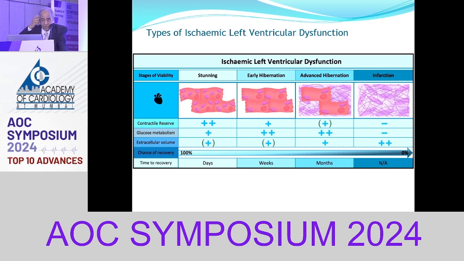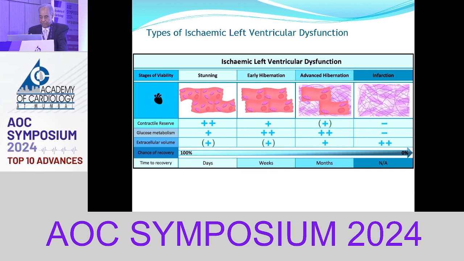As I was saying, there are stages of viability, and these patients will have different levels of contractile reserve, glucose metabolism, and extracellular volume, and depending on that will be the chances of recovery. A myocardium which is stunned usually has a good contractile reserve and a preserved glucose metabolism, and there are 100% chances that there will be recovery of the ventricle. Whereas in early hibernation, contractile reserve is preserved, there is glucose metabolism impairment, extracellular volume is increased, and these patients also improve within weeks.